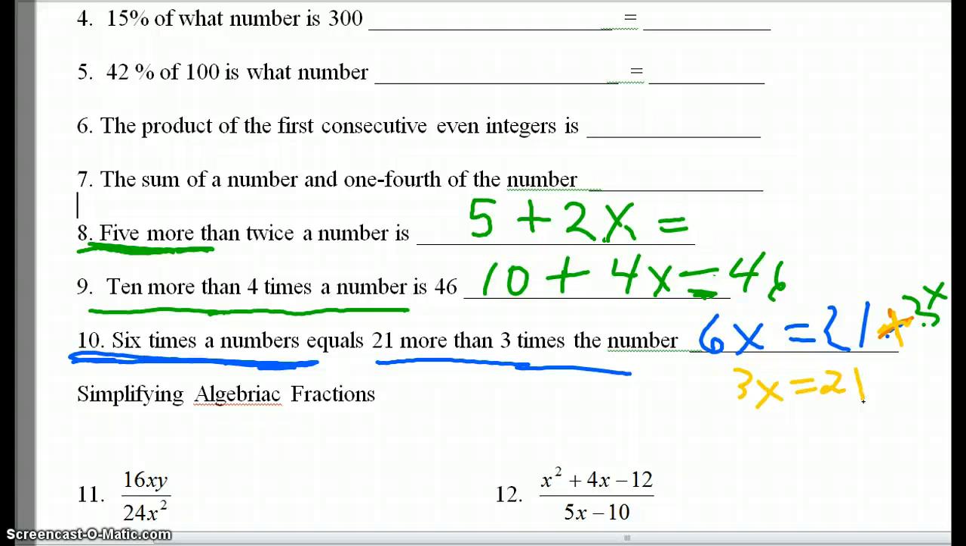So that's the first part of skill 4. A lot of translating. Try the first couple examples and example 4, and then come back and do the algebraic fractions.